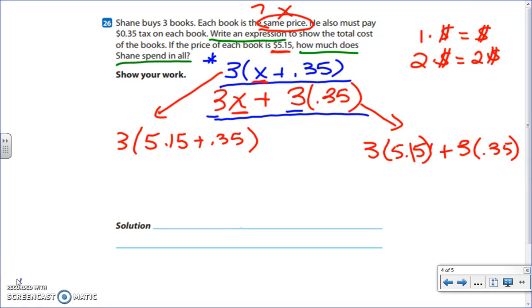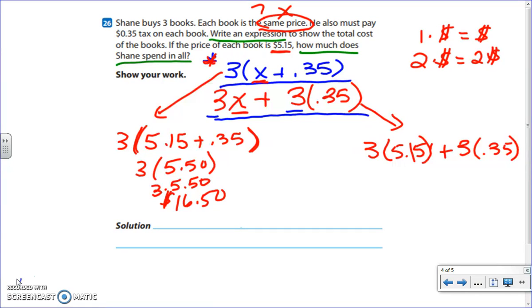So one of the benefits of writing it like the book would be that you have a little bit simpler order of operations. So we can do what's in the parentheses first. 3 times $5.50. And then because there's no operation in the parentheses, really we just have 3 times 5.50, and that would be $16.50. Okay. If we did this way, again, we could do the same type of thing.